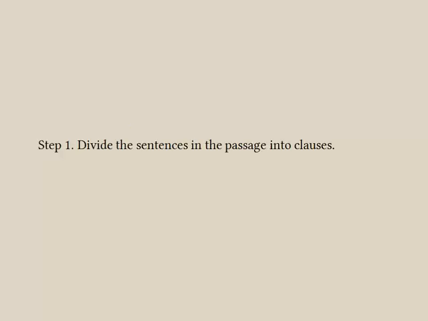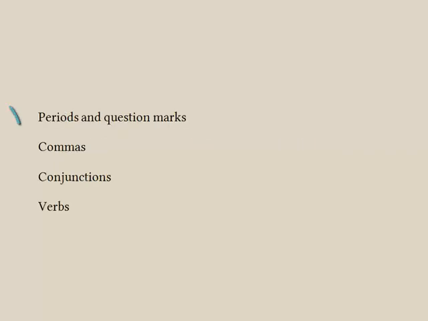So we begin on the level of the clause, and so our first step is to divide the sentences in the passage into clauses. Punctuation, conjunctions, and verbs help you recognize clauses. Periods and question marks always indicate a break between clauses. Commas can do so as well, but often don't. Clauses are often initiated by conjunctions, and locating verbs helps identify clauses since a clause is centered on a verb.